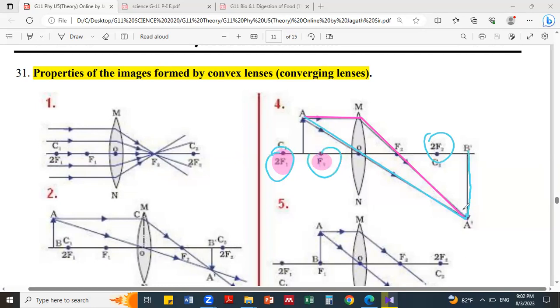So this image is what? Magnified. Look at the height of the object. Object height and the image height. Image is magnified. This is what we use in projectors. Magnified image, but the disadvantage is it's inverted.